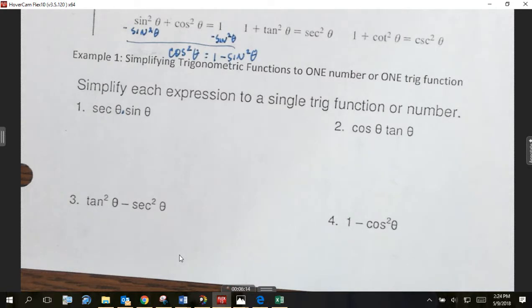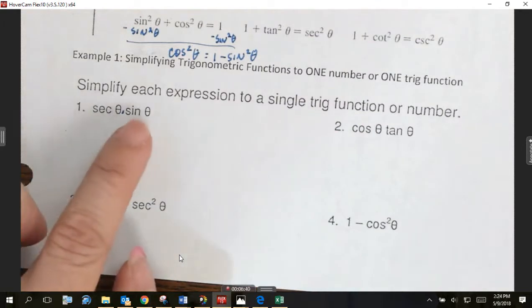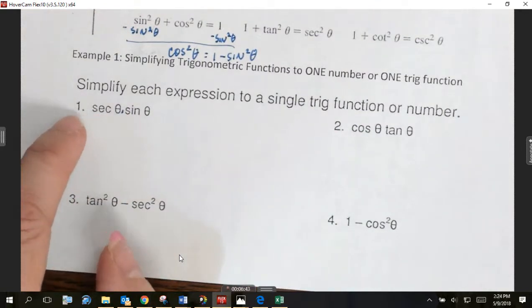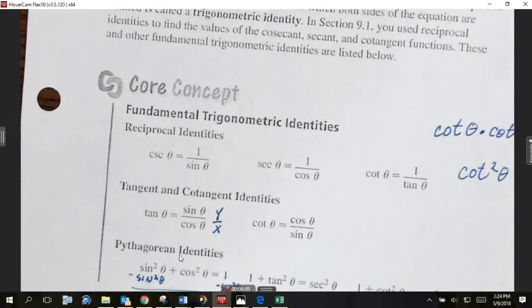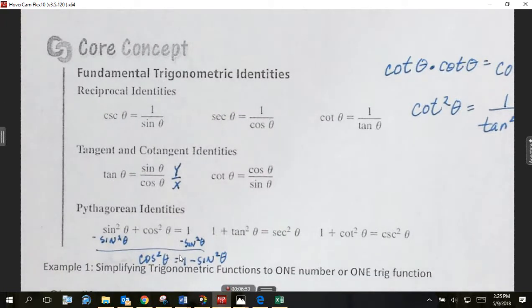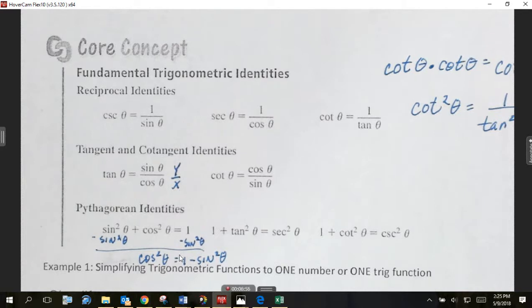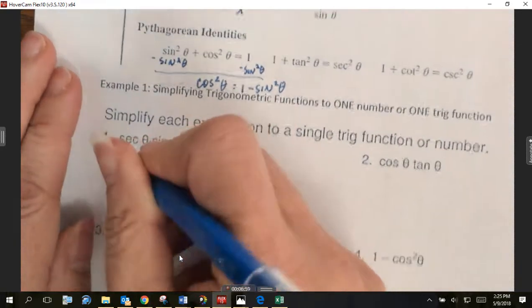There isn't a right way of doing these. There's wrong ways of doing them, but there could be multiple right ways. So a suggestion would be to use these identities to substitute things. Try to make them all into sine and cosines rather than secant. That doesn't always work, so that's just a hint. So if I'm using that, I have sine here, but I have secant. I don't want secant. Can I change secant theta into something that is sine, cosine, or tangent? If you look at this chart, is secant theta equal to something that has sine, cosine, or tangent in it? 1 over cosine. I'm going to change secant theta into 1 over cosine theta.